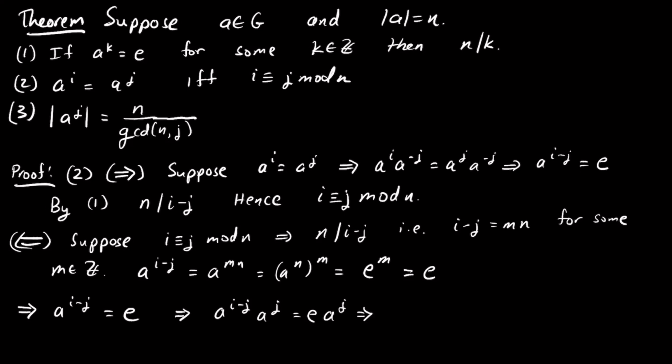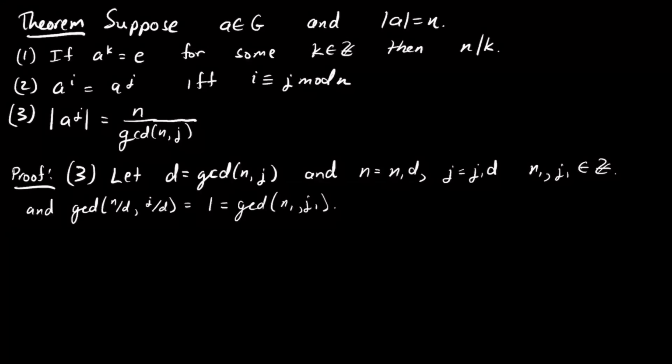But then this tells me that a to the i is equal to a to the j. So that completes the proof of 2. I've shown that if i is congruent to j mod n, then a to the i is equal to a to the j. Okay, and finally, we're ready to prove part 3, and part 3 is a little bit tricky.